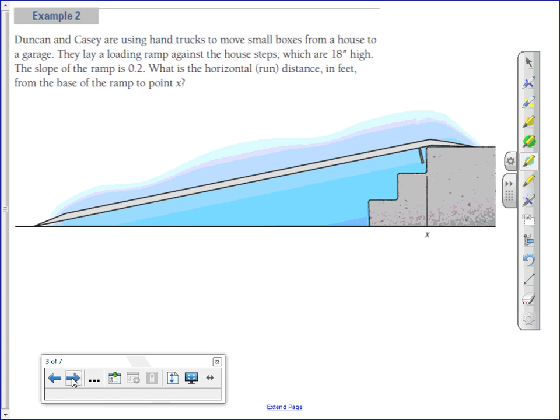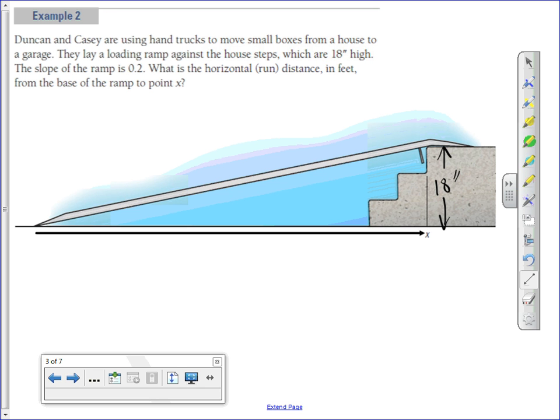Another example here, a little bit different. We have a ramp built, and the steps are 18 inches high. So from the bottom to the top is 18 inches. Not each step is 18, but the full height is 18. We want to find the distance from the point where the ramp is at the floor to point X, which you can see is right there. We need to find that distance.